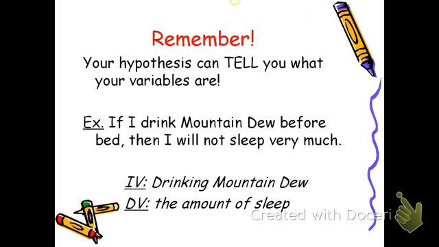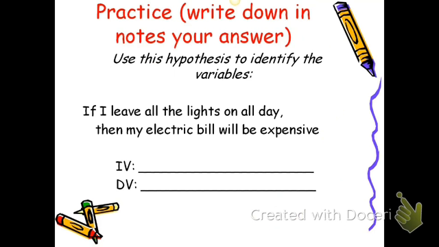Okay? Moving on. I want you to try to identify the independent and dependent variables in this hypothesis. If I leave the lights on all day, then my electric bill will be expensive. What is the thing the scientist here is controlling, and what is going to happen because of that? What's being measured? Pause this slide, write the hypothesis down, and write your independent and dependent variable in your notes.